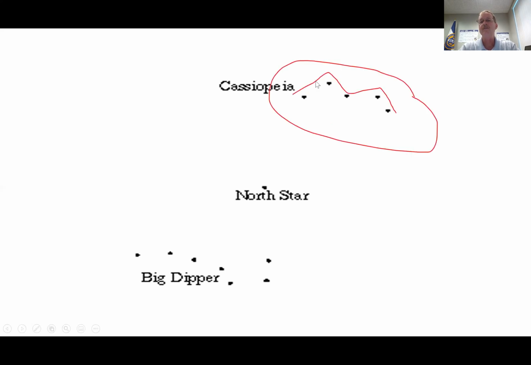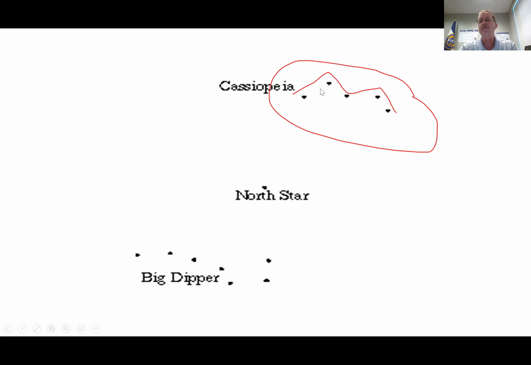See it right there? It looks like mountains there when it's on top, but when it's around down here on the side, it looks kind of like a W. And it's fairly easy to find as well in the sky. These stars are fairly bright and help it to stand out. And the way you use Cassiopeia to find the North Star, and there's a number of different ways that people use, but this is how I do it.